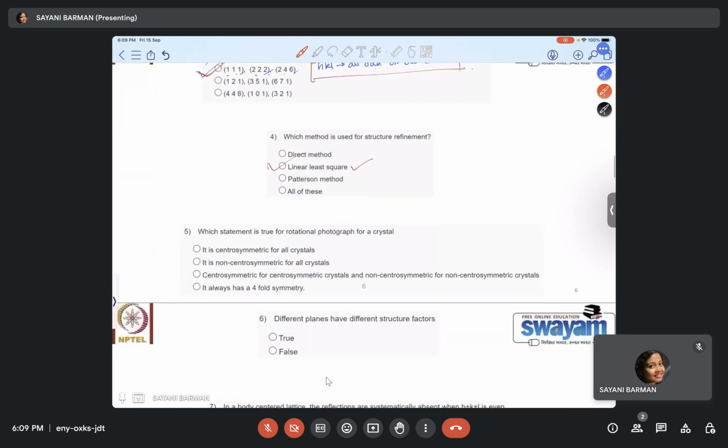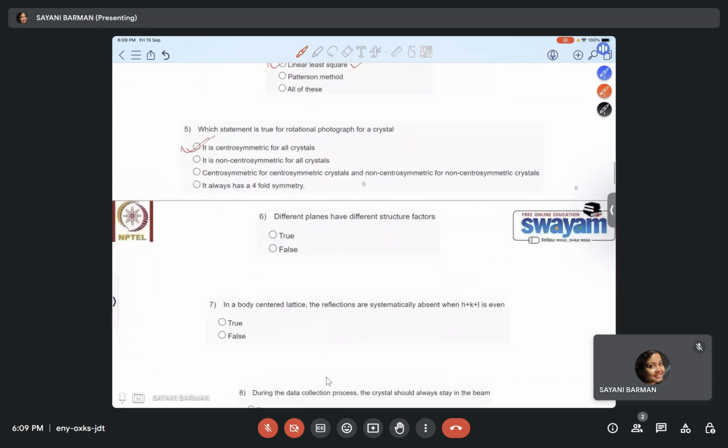Now, which statement is true for rotational photograph for a crystal? In previous lecture class also I have answered this. Rotational photograph is always centrosymmetric for all crystals. Next question: different planes have different structure factors. Yes, because the structure factor depends upon HKL, so for different planes we have different HKL values. So different planes must have different structure factors.